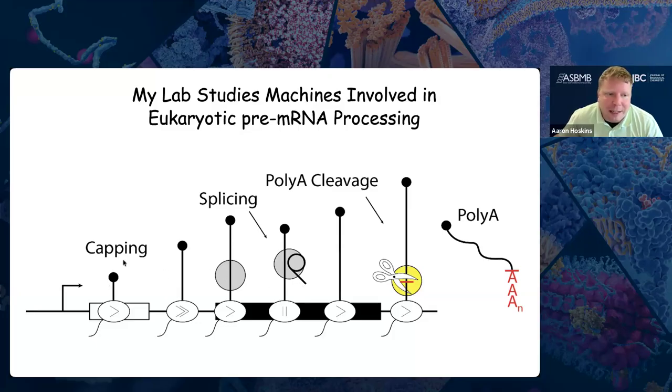RNAs need to be capped on their 5' end. These intervening sequences called introns need to be removed by pre-mRNA splicing. At the end of the transcript, you have to cut it away from the transcriptional machinery, and this is called transcript cleavage. And then the cleaved transcript needs to be polyadenylated at its 3' end.